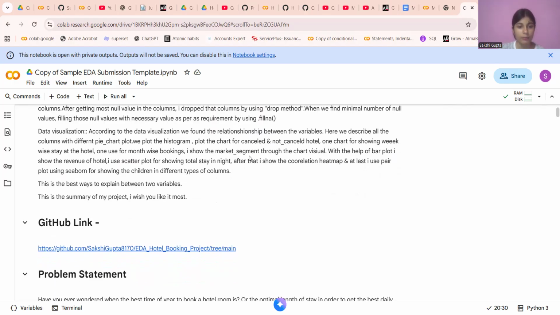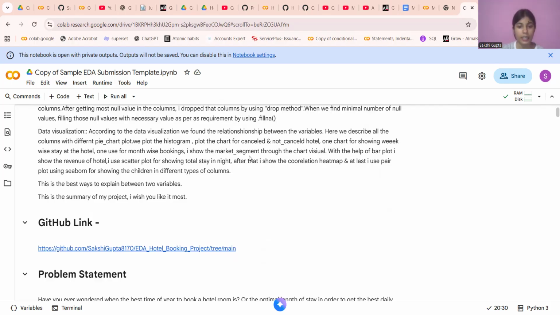According to the data visualization, we found the relationship between variables. Here we describe all the columns with different pie chart plots. We plot the histogram, plot the canceled and not canceled hotel bookings, one chart for showing the week wise stay at the hotel, one used for monthly wise booking. I saw the market segment through the chart visual. With the help of a bar, I saw the revenue of the hotel. I used a scatter plot for showing total stay in the nights.